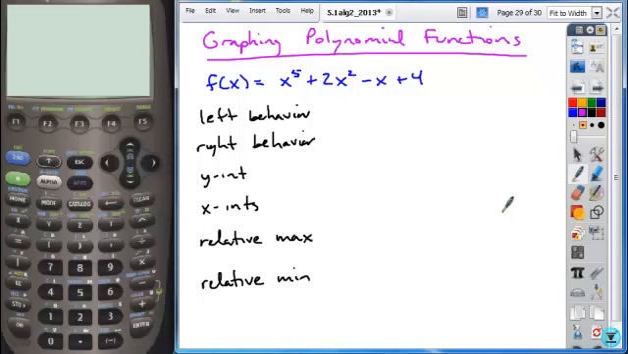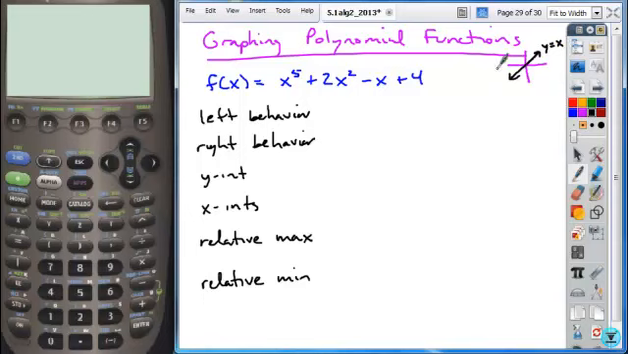The left and right behavior of a graph is based on whether it's an odd power or even power as the highest degree, right? If it's an odd power, it's going to be similar to the simplest odd-powered function that you have, which is y equals x. That's very basic, right? This is the graph for y equals x.